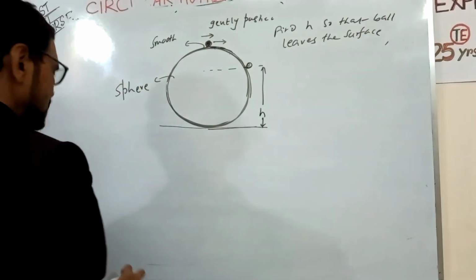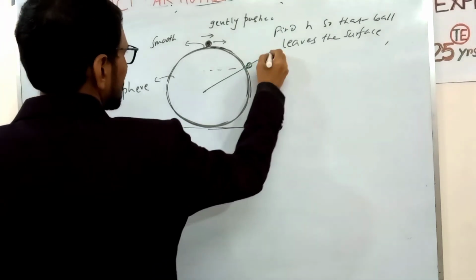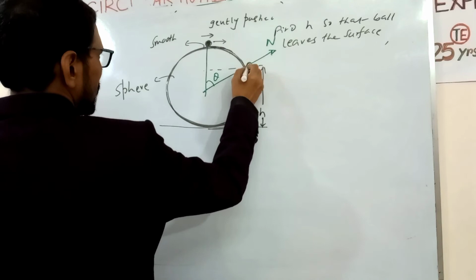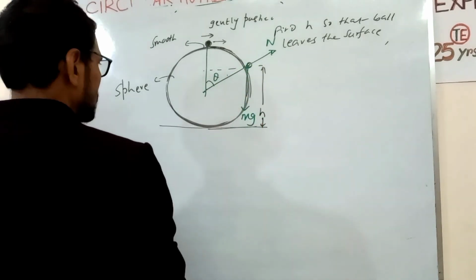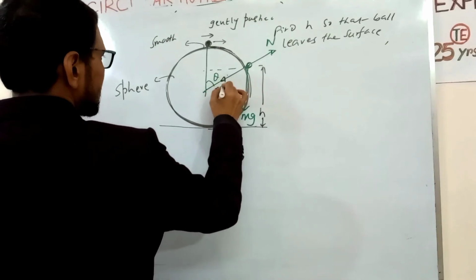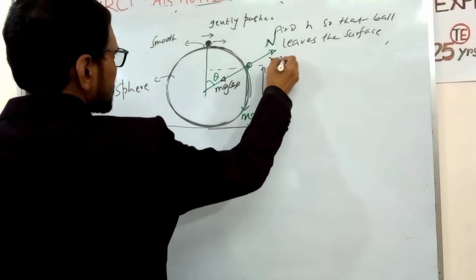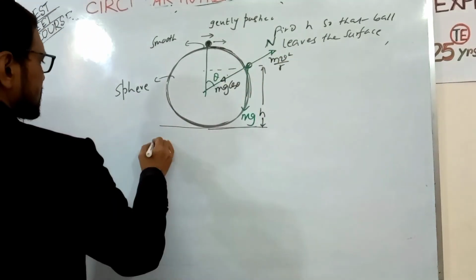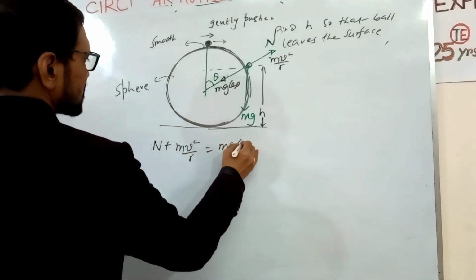For this type of question, we draw the free body diagram. This is the center, so the normal acts in this direction. This is theta, weight acts in this direction, and the component of the weight along this direction is mg cos theta. Also mv square by r acts in this direction. So the equation is mg cos theta minus N equal to mv square by r.